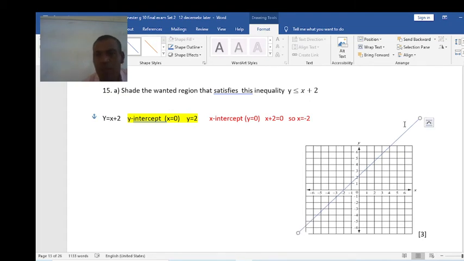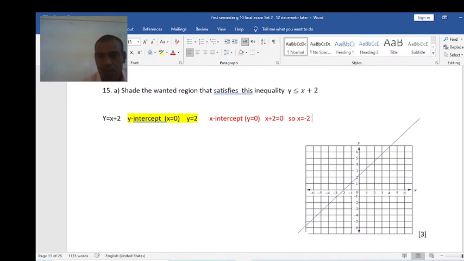And what should I write here? I should label this equation, this line. I will make it y equals x plus 2. Clear?